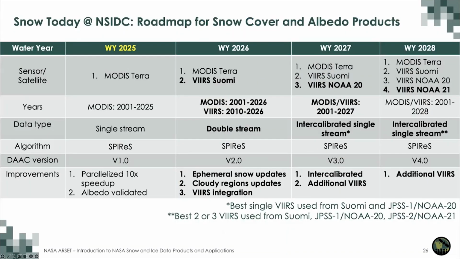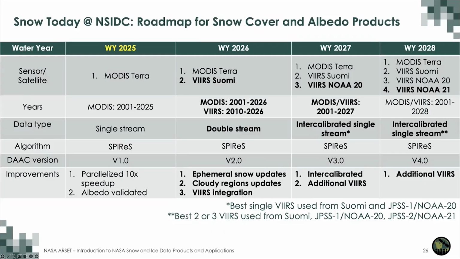The U.S. Bureau of Reclamation is funding our work to continue advancing snow cover and albedo products from NASA satellites. Our updated algorithm includes improved new and ephemeral snow detection and improved interpolation schemes for very cloudy regions. We plan to intercalibrate the data streams between MODIS and multiple VIIRS sensors.